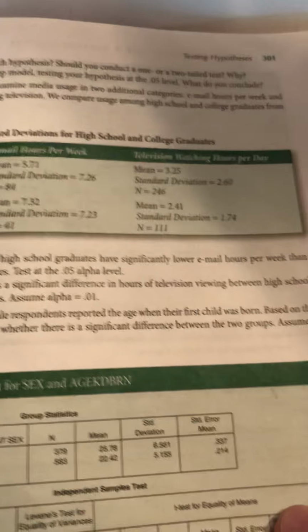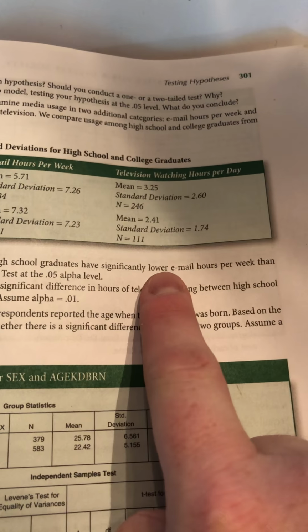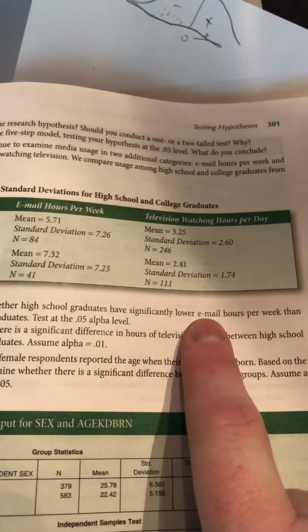So it's specified in the question whether we want a 1 or 2-tailed test because we want to test to see if high school graduates have a lower email hours per week. And obviously there's a theoretical reason to believe that. Educational differences, we see people with higher levels of education spend more time emailing. I mean, that would be the assumption. But we want to test to see if that's true.